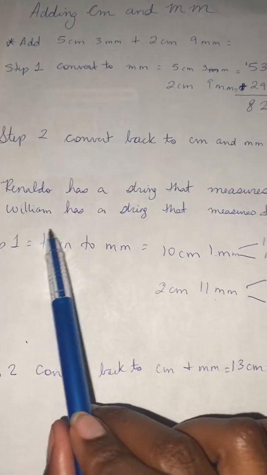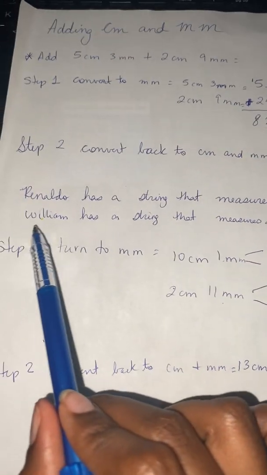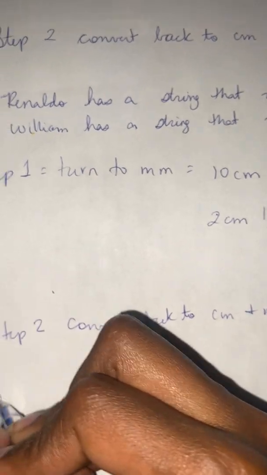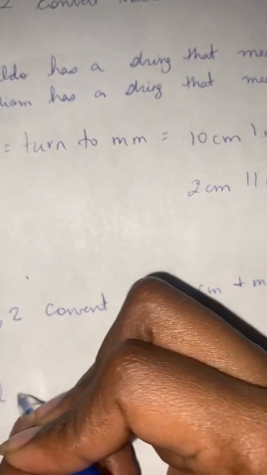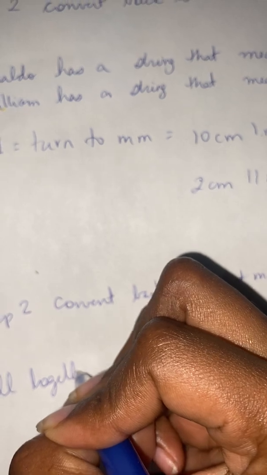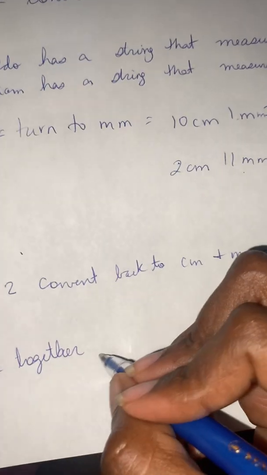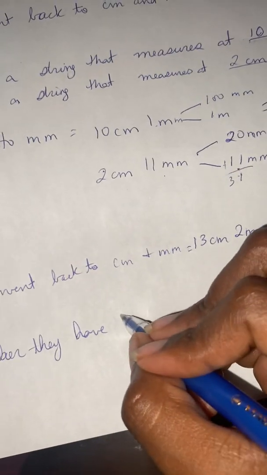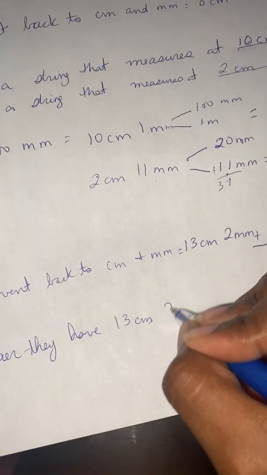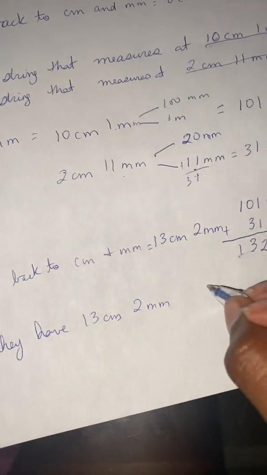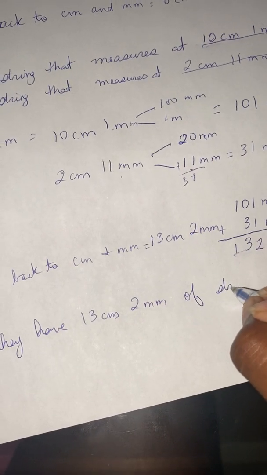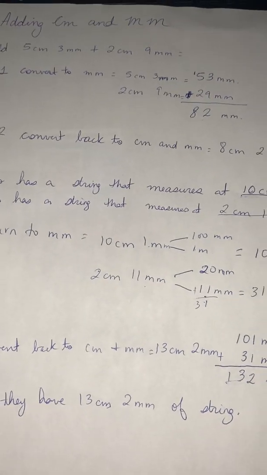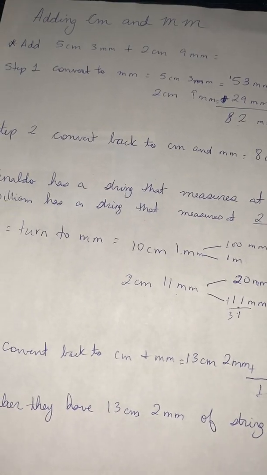And then my question was asking, how much do they have all together? So I can put all together. They have 13 centimeter 1 millimeter of string. There we go. So we just went through how to add centimeter and millimeter.